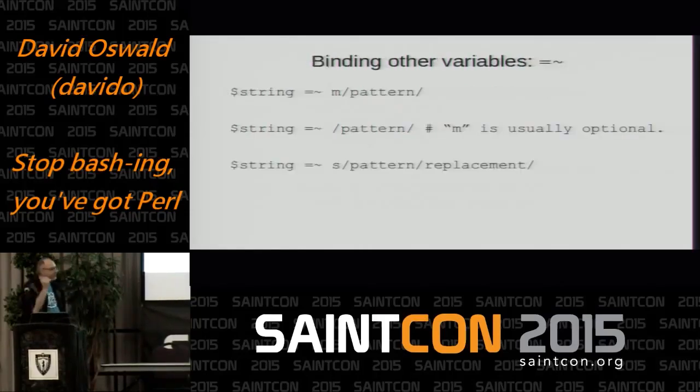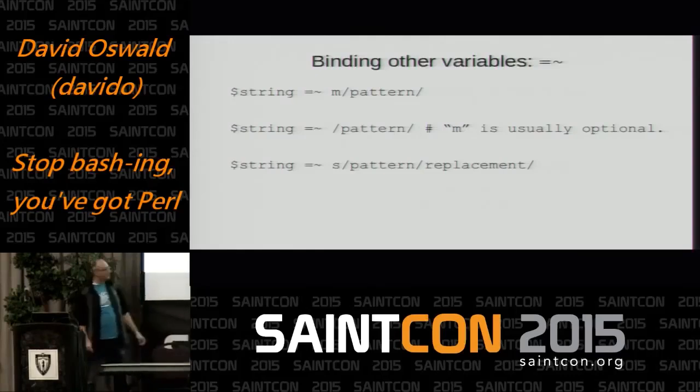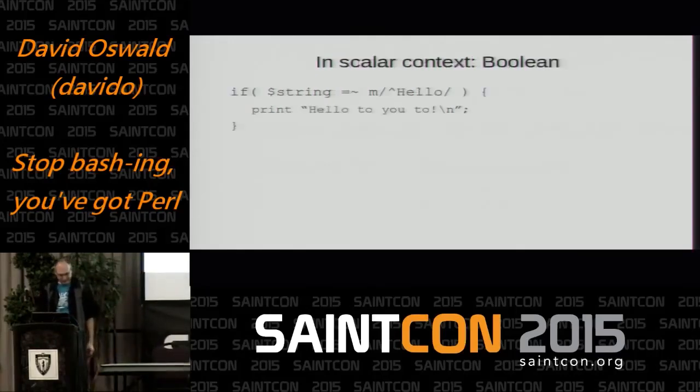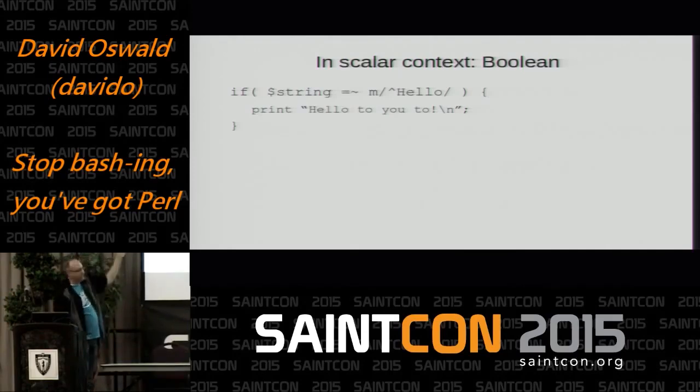But you can also just bind any variable you want. We're going to here bind string against pattern, perform the match. String against pattern. The m is optional. m tells Perl that this is the pattern matching operator, but even that's optional. s is not optional. So here's an example of evaluating a pattern match in scalar context, or Boolean context, really. If string matches hello, then print hello to you. So if our string starts with the word hello, then it will match and it will print hello to you.